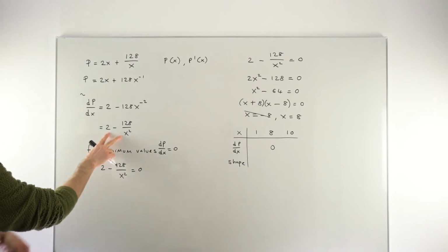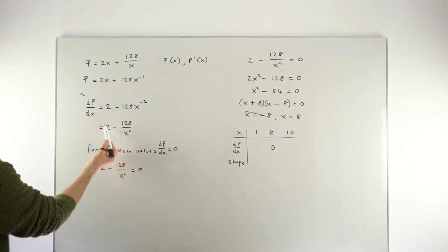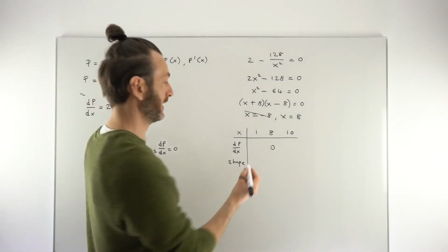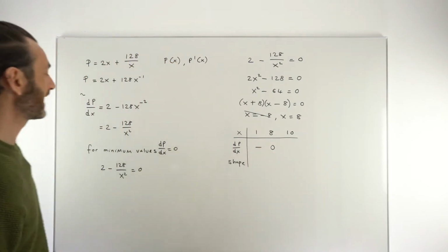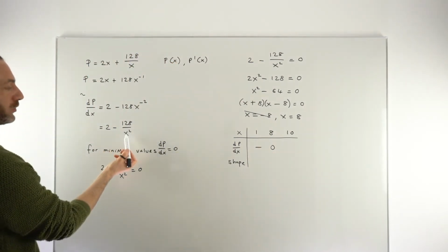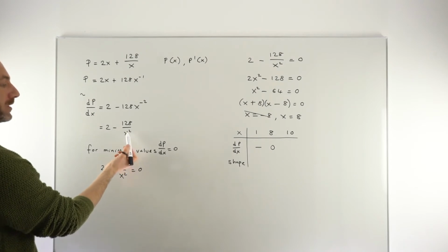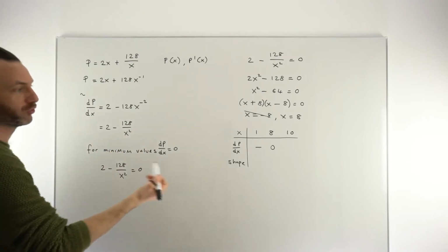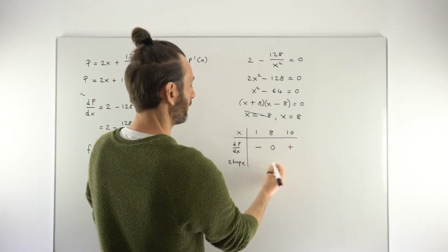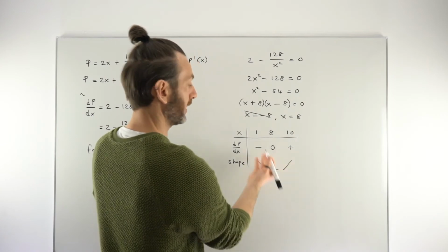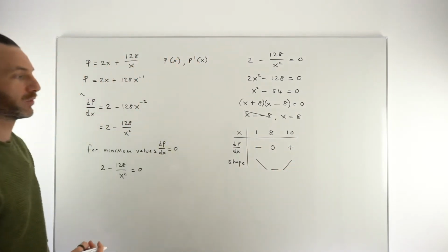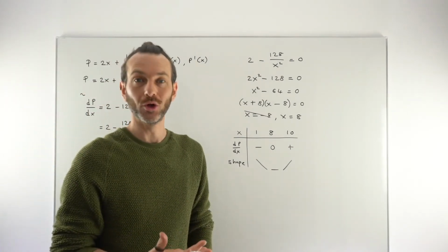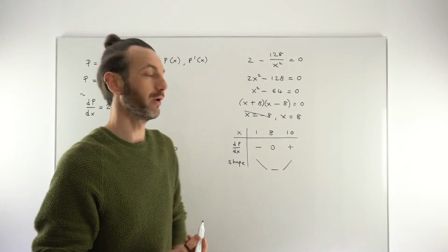So this was our derivative here. So if we put 1 in there for x, we're going to get 2 minus 128 over 1. That's 2 minus 128, which is definitely negative, right? Super negative. If you put the 10 in, you're going to get 2 minus 128 over 100. So that's going to be 128 over 100 is 1.28. 2 minus 1.28 is still positive, so that's going to be positive. So the shape would go like this, which is proof that x equal to 8 does give us a minimum value. X equal to 8 though is not the solution, because the question is asking for the minimum value of p.